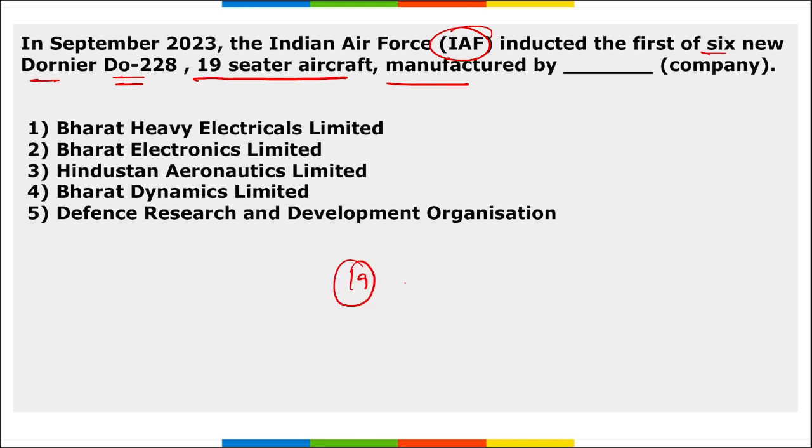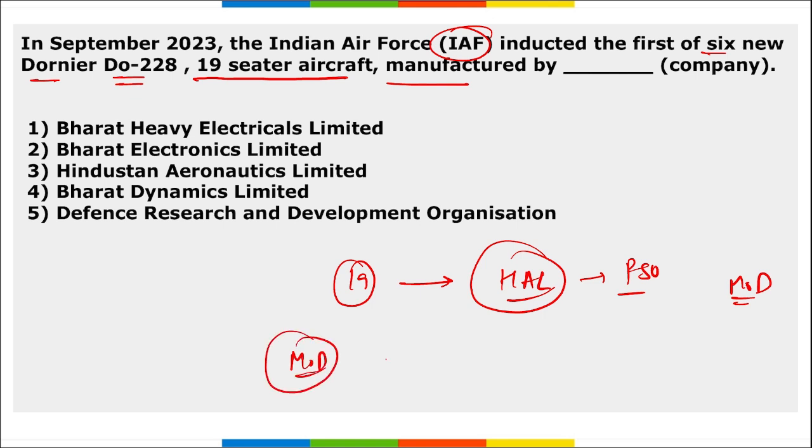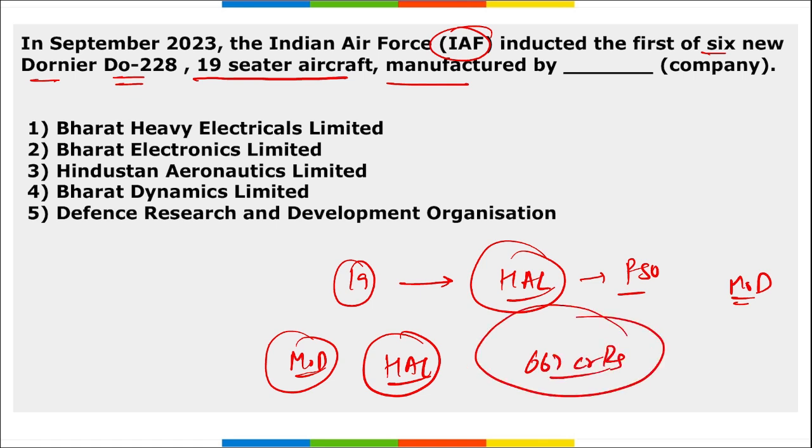This is a 19-seater aircraft that is being manufactured by Hindustan Aeronautics Limited, that is HAL. HAL is a PSU that comes under Ministry of Defense. And if we talk about Dornier 228, the Ministry of Defense signed an agreement with HAL to manufacture these aircraft with a budget of 667 crore rupees. So the right option here becomes option 3, HAL.